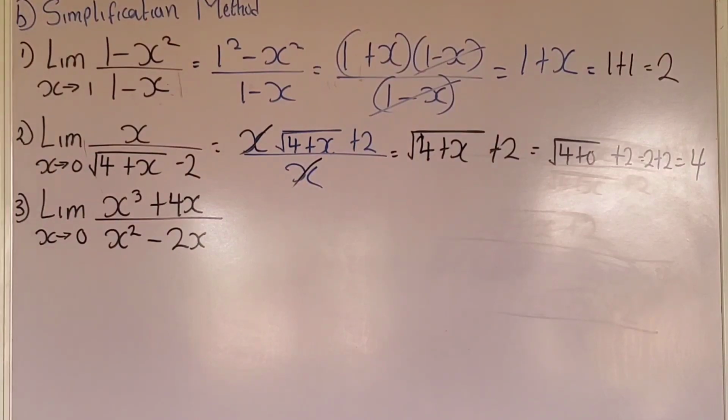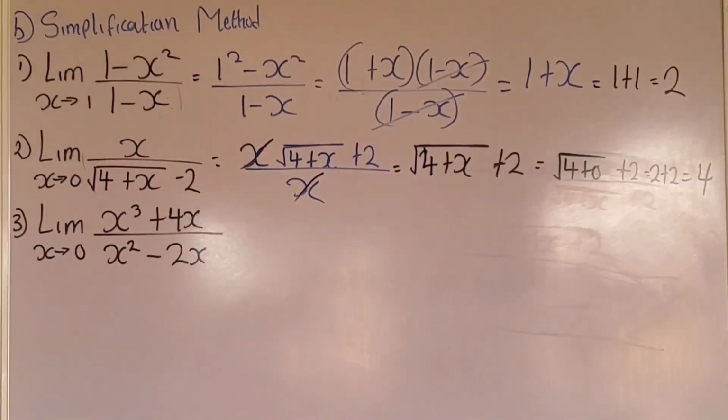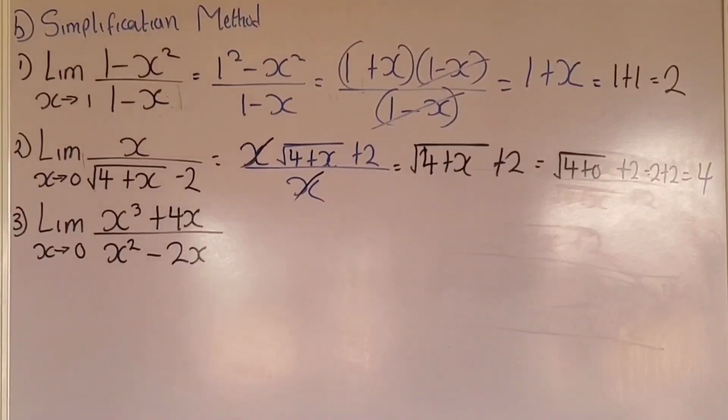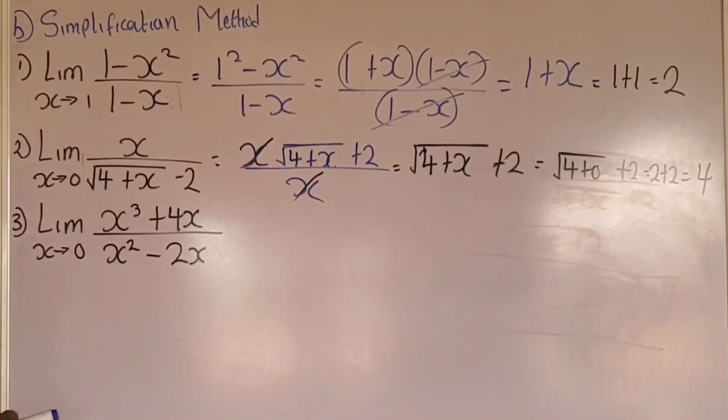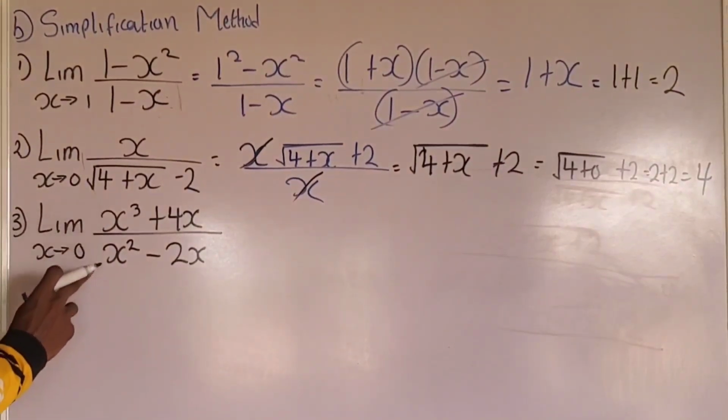Do you understand? Okay. Now, let us look at the third question. We have limit x to the power of 3 plus 4x all over x squared minus 2x as x tends to 0. For the third question, all you have to do is just factorize. You understand? You have to factorize x, both the numerator and the denominator.